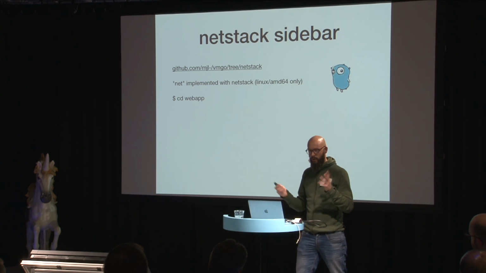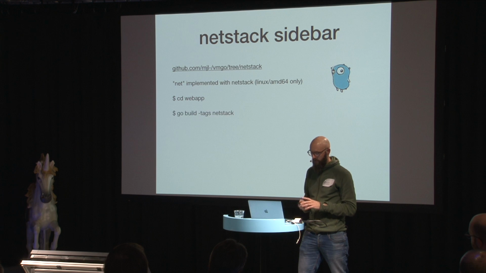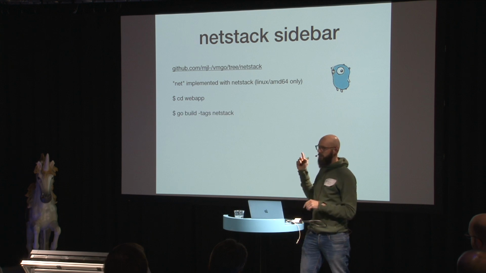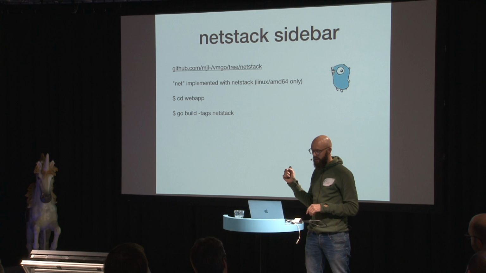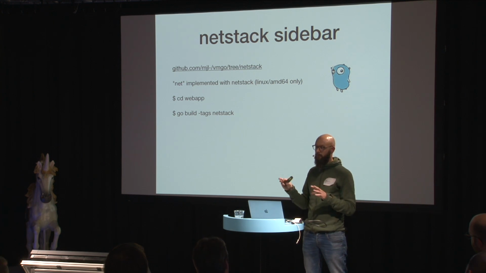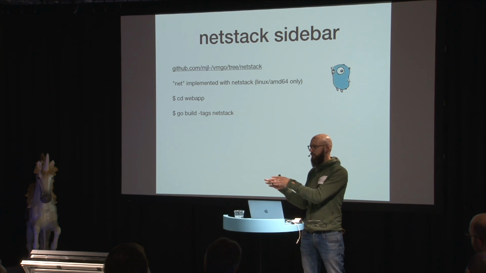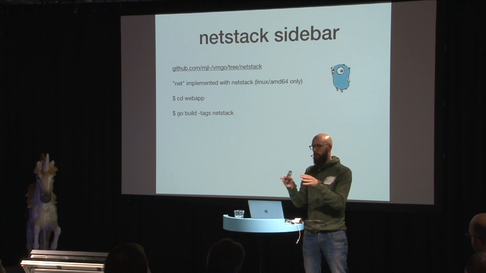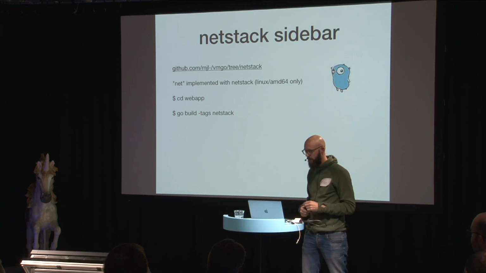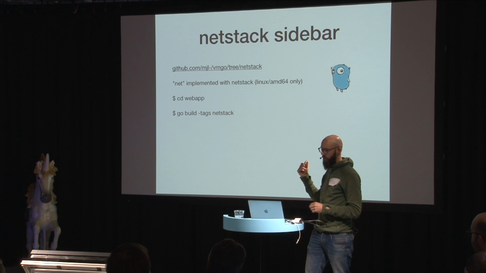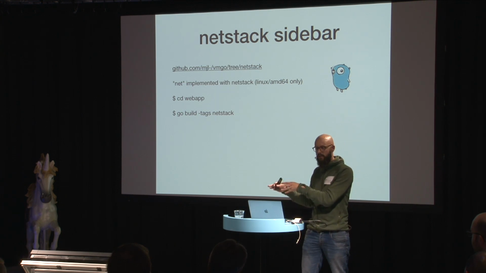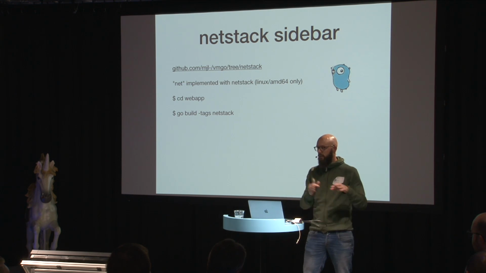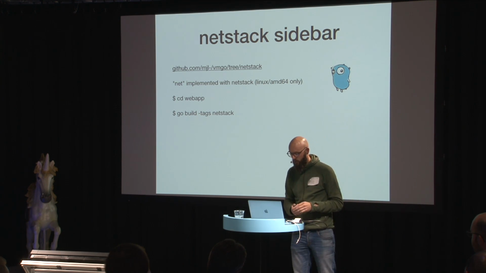You can go into your existing web application, for example, and do go build. You have to specify these tags, netstack. Build tags are a mechanism to select certain files that you want to use from a package in your compilation. So with this, you will select the NetStack backend. If you don't put this in, you will still get the regular old networking backend, which also still works.